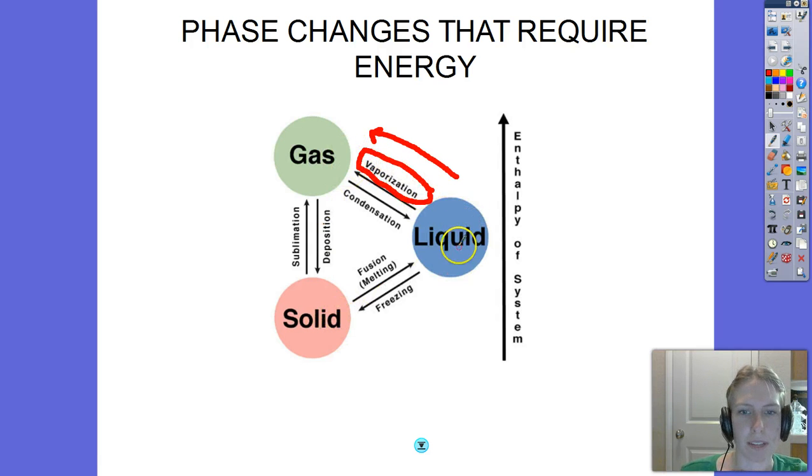So these are the three states we have: liquid, gas, solid. Now, another one where we need to put energy in is fusion, which is melting. So when you put energy in, let's say you want to melt an ice cube, you're putting energy in. If you put it in your hand, it warms it up and causes it to melt.